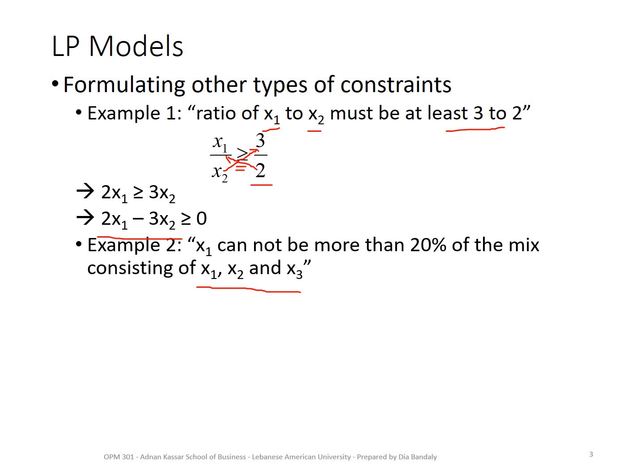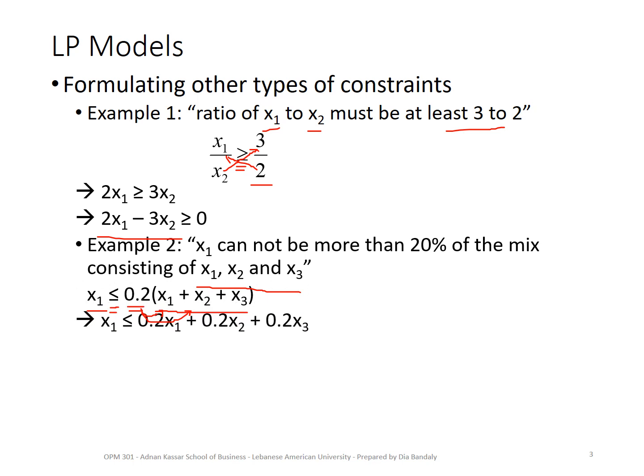x1 cannot be more than, so that's less or equal, 20%, that's 0.2, of the mix. So x1 plus x2 plus x3. You see the logic? Very nice. Math is very logical, and this is what we do in an LP model: we create mathematical expressions. Now, this is not enough for us. I cannot leave it like this. I will multiply 0.2 by each one of these. You learned that in 5th grade, maybe.